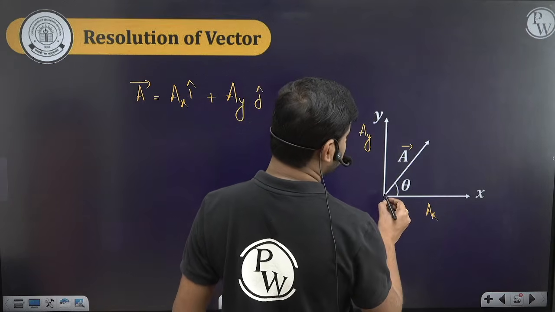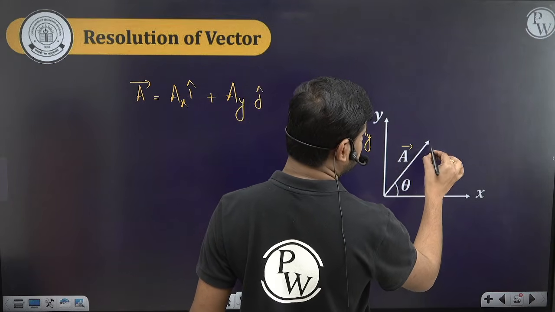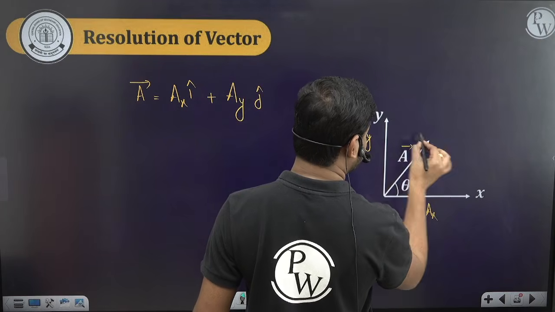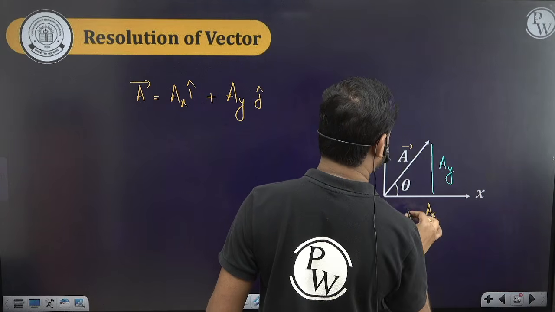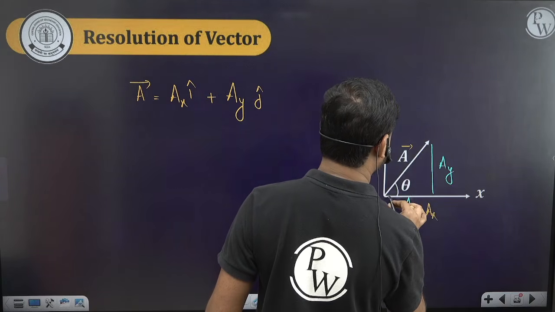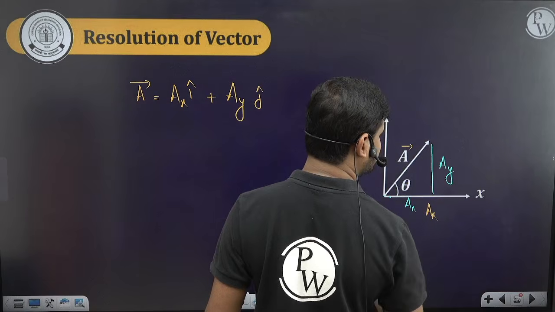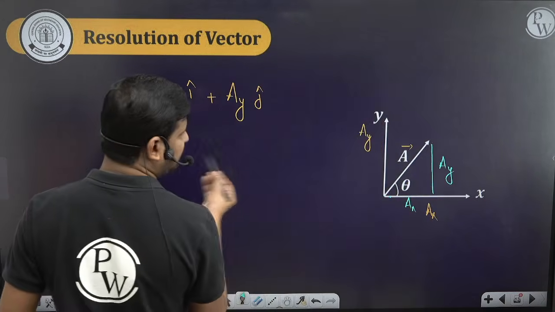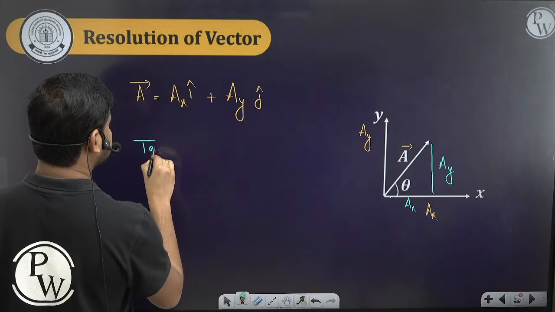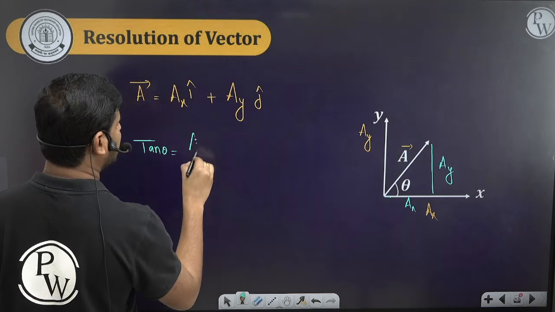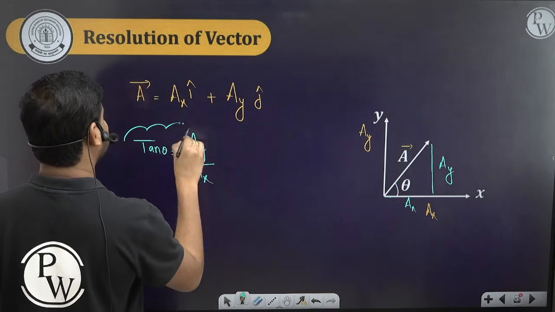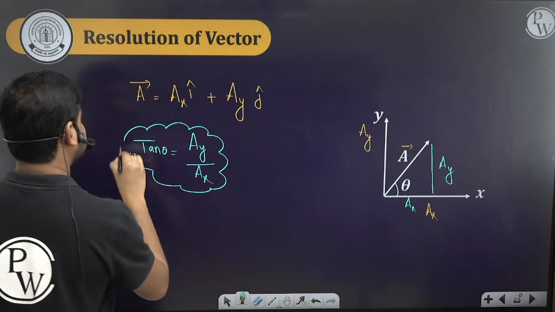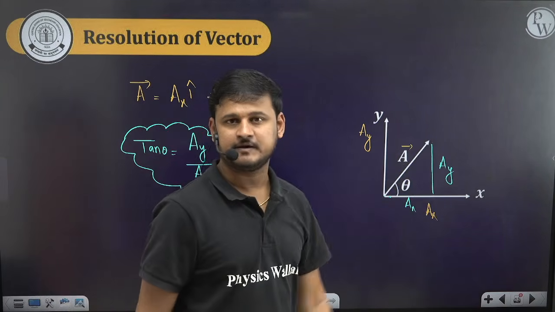Or else you can do it this way also. Let's consider this is vector A. If you parallel shift this, AY is this one, and AX is this one. From here to here it's going to be AX, from here to here it is going to be AY. From there you can find the direction of the vector also, which is tan theta equals AY by AX. So tan theta is equals to AY by AX.